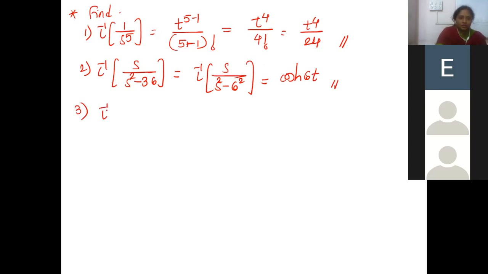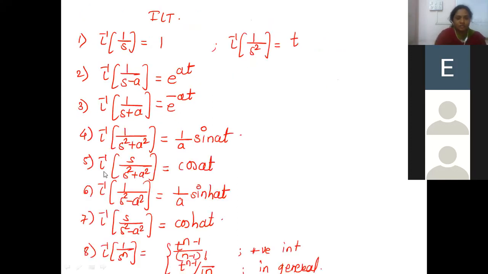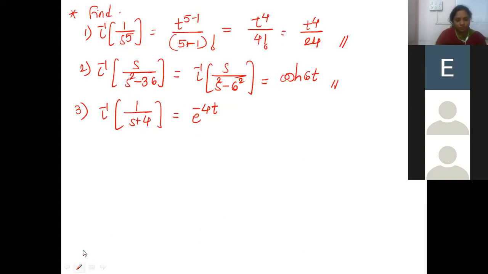Next. Laplace inverse of 1 upon s plus 4. e raised to minus 4t. Now I will write this on the formula itself. 1 upon s plus 4, a is 4, so e raised to minus 4t. Next. Laplace inverse of 1 upon s minus 2. e raised to 2t. Everyone is getting it just from the formula.